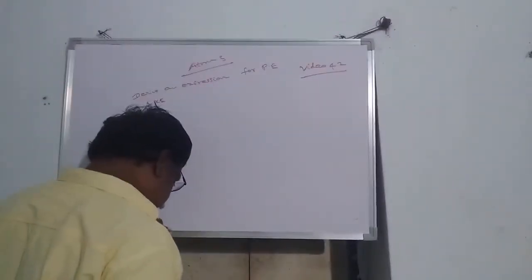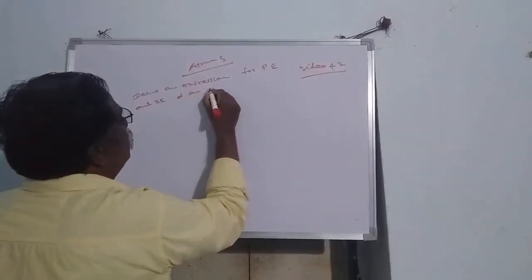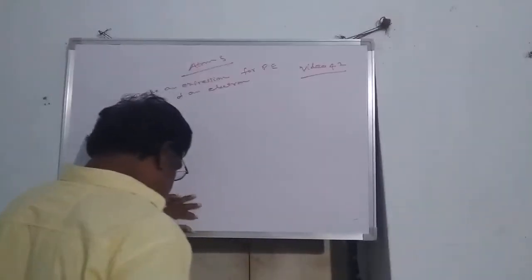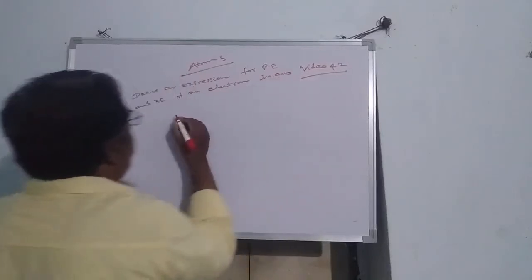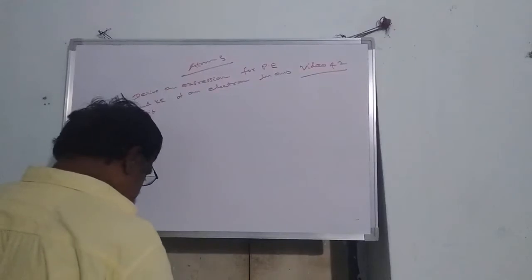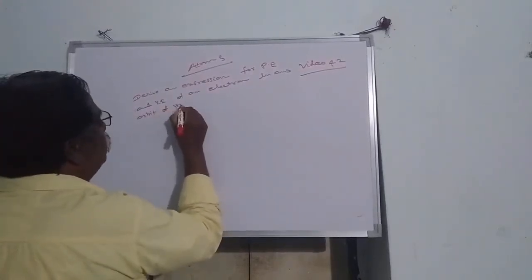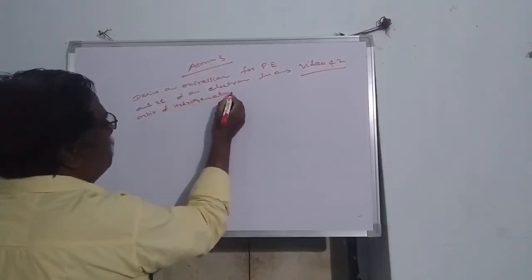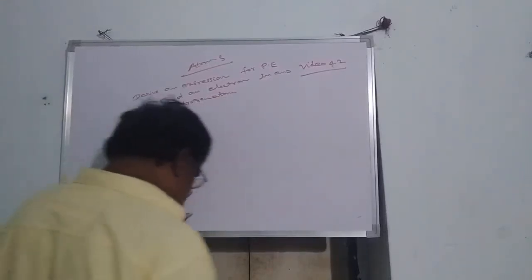Kinetic energy of an electron in any orbit of hydrogen atom according to Bohr's atomic model.